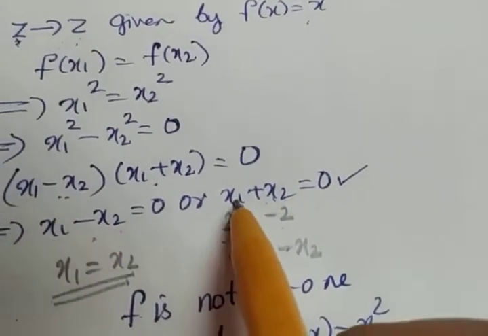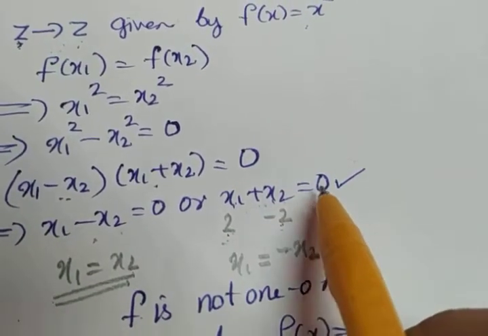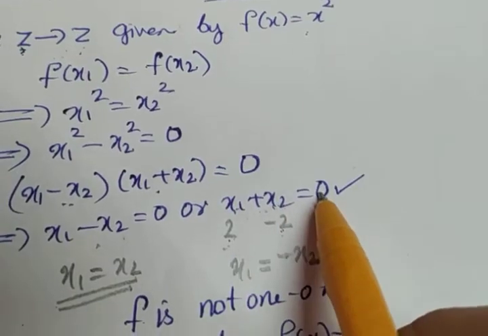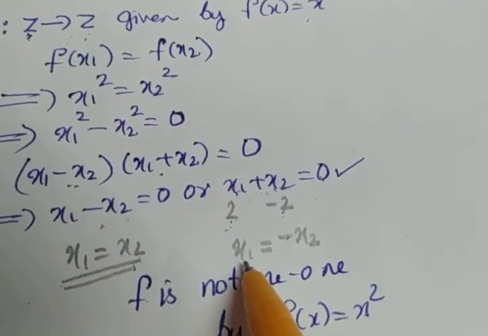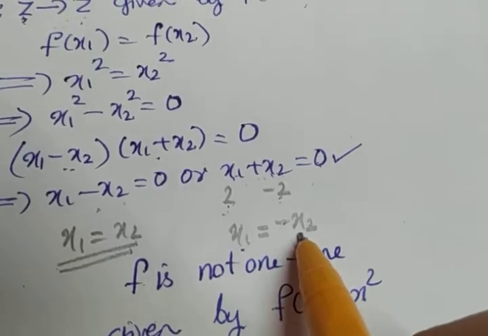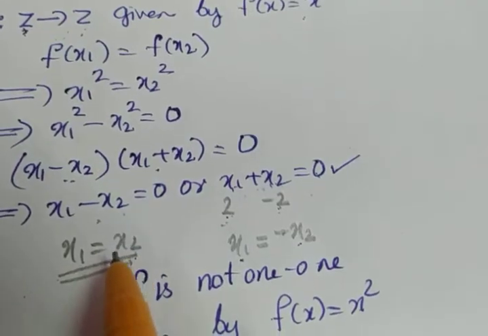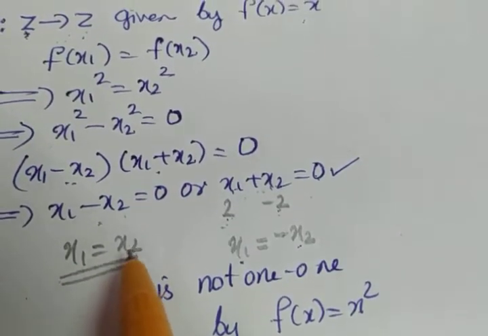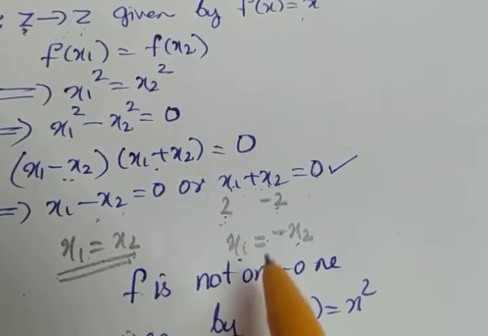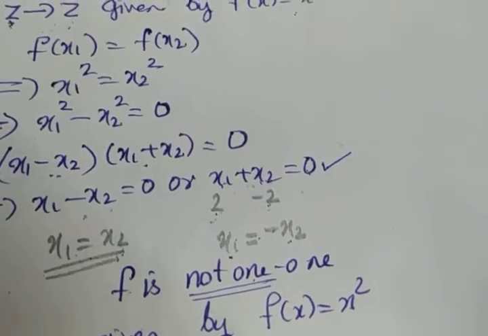Integers means positive numbers are there, negative numbers are there. So if I am taking x1 as 2 and x2 as minus 2, obviously their sum is 0. That means x1 plus x2 equal to 0 is possible, which implies x1 equal to minus x2. Either x1 can be equal to minus x2 or x1 equal to x2. We need to get the condition x1 equal to x2 only. Here, since we are getting these two conditions, we are coming to the conclusion that f is not 1, 1.